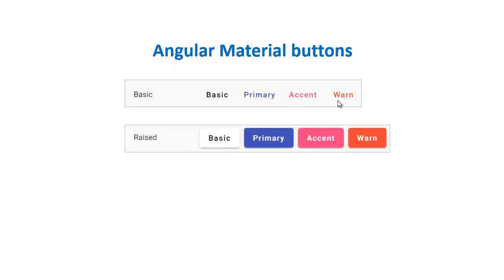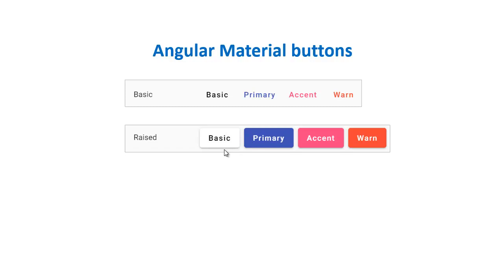And the second set of buttons are raised buttons. These buttons will have raised button effects with a bit of shadow on them. As you can see here, we have a shadow for these buttons, which looks like 3D buttons which can be used in our applications.